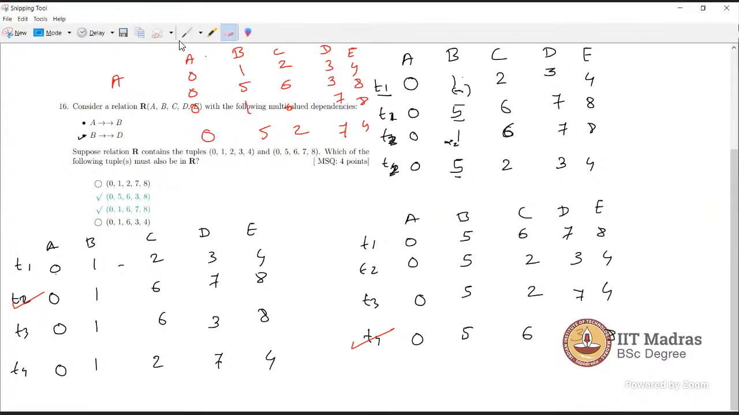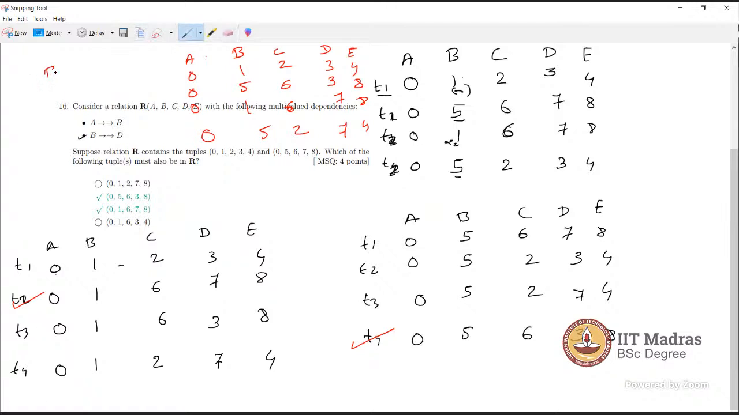And I'm fixing the values of C and E as 2, 4 and 6, 8 because they cannot have any other value. 2 can only map to 4, 6 can only map to 8. So these are the 4 possible sets that I am getting.